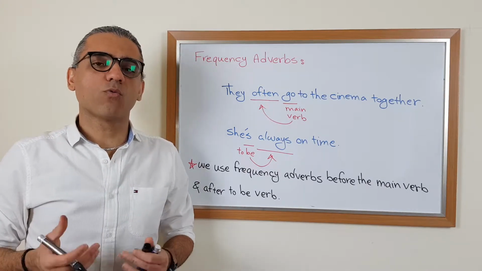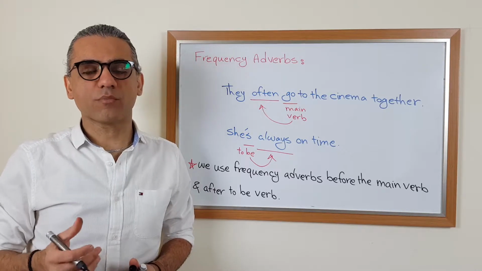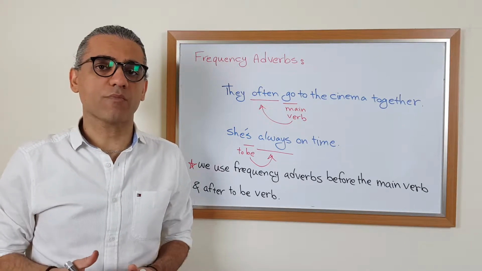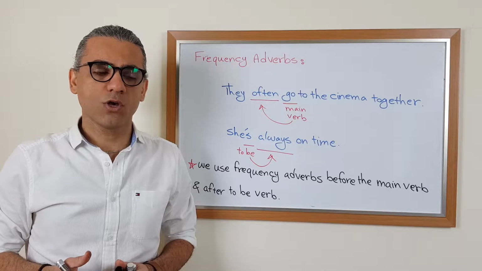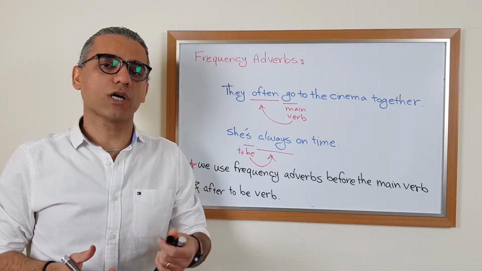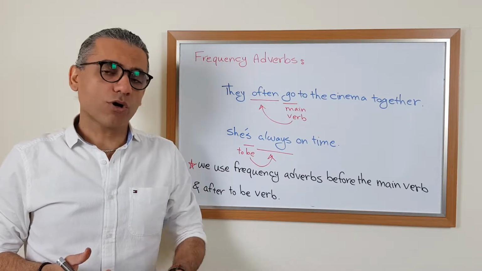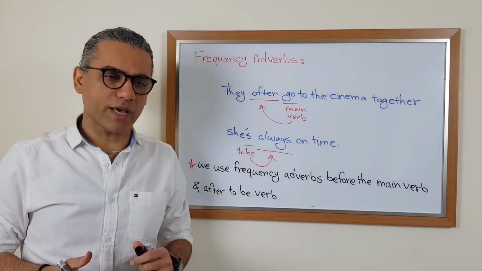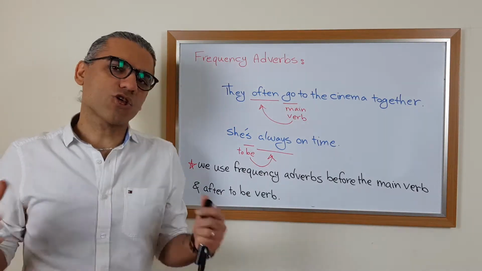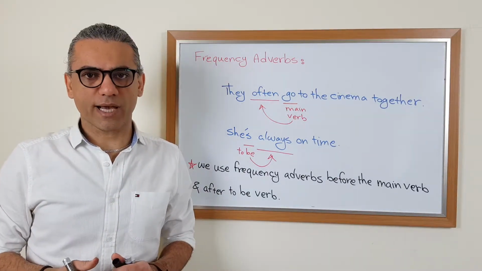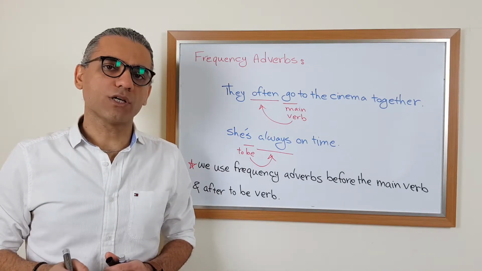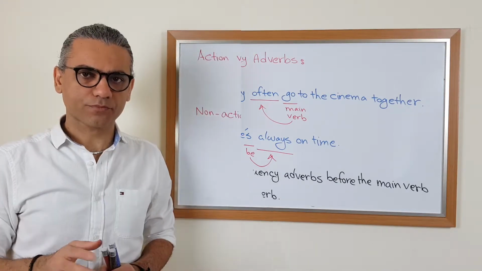For example, one of the frequency adverbs is sometimes. We can use sometimes in the beginning of the sentence. We could say, sometimes we go out together. Or we could use sometimes before the main verb. This is a general rule about frequency adverbs, but you need to remember that we also have exceptions.